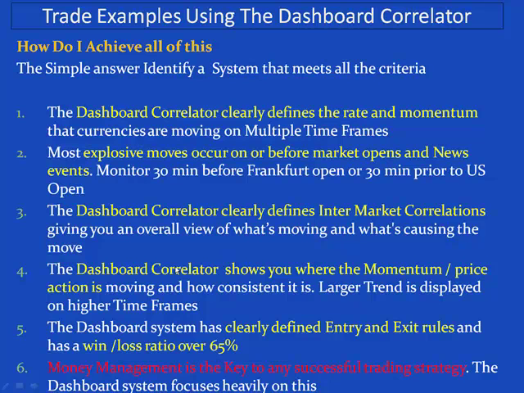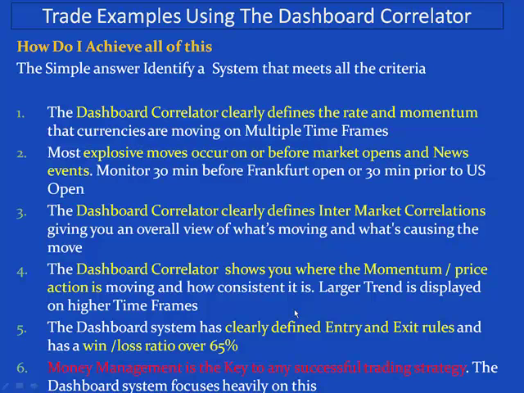Right, finding out what's actually moving the markets. The dashboard correlator clearly defines that as well with intermarket correlations. It gives you an overall view of what's moving and what's causing those moves in the markets. The dashboard correlator also shows you where the momentum and price action is and how it's moving and how consistent it is. And if it's in line with the larger trend, it is displayed on the higher time frames so that you can see if you are trading with the trend.